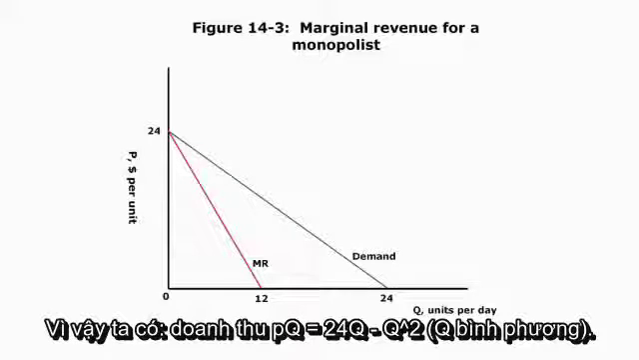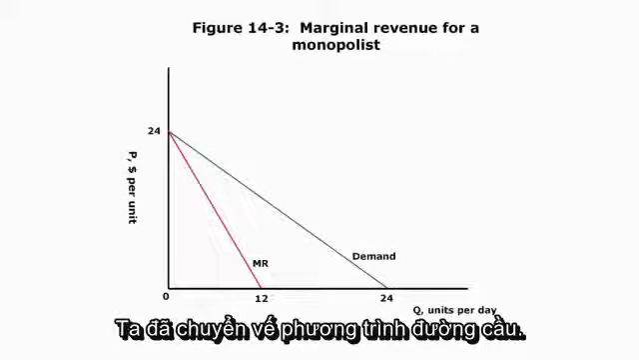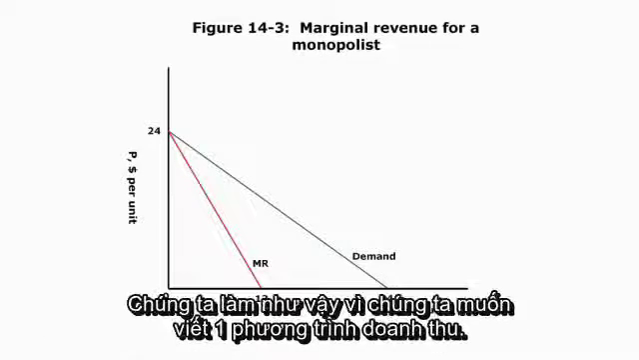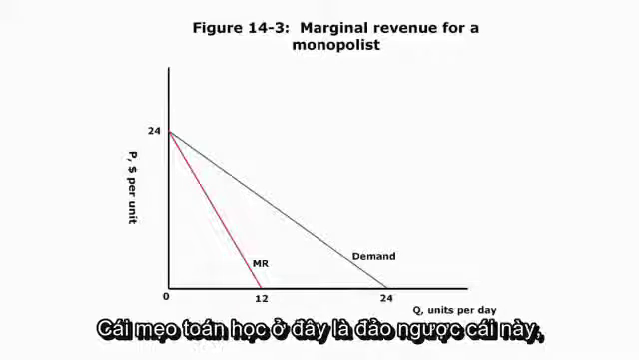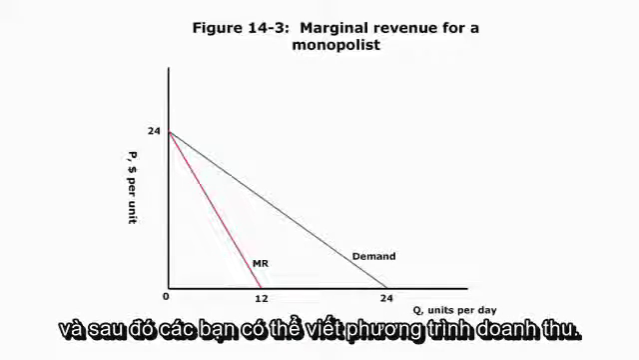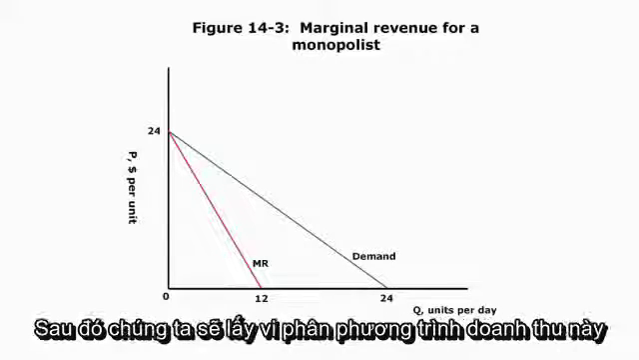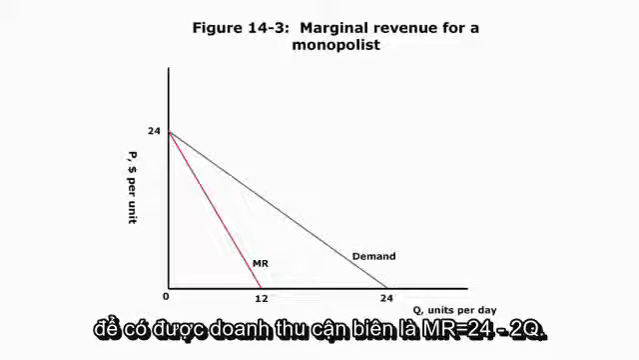Therefore, revenues, PQ, is 24Q minus Q squared. Okay, so we inverted the demand equation. We do this because we want to write down a revenue equation. So that's the mathematical trick here, is to invert this so then you can write down a revenue equation. We then differentiate this revenue equation to get that marginal revenues equals 24 minus 2Q.